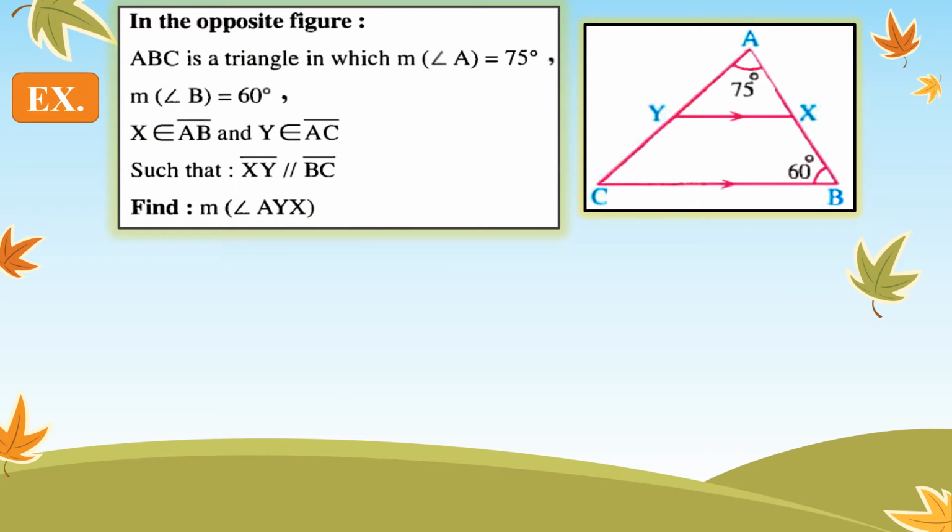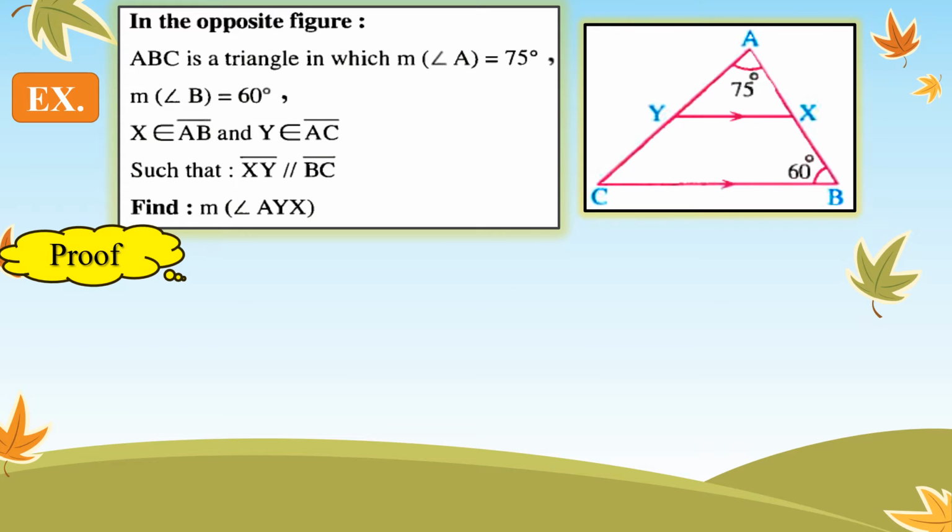For example, in the opposite figure, ABC is a triangle in which measure of angle A equals 75 and measure of angle B equals 60 degrees, X belongs to AB and Y belongs to AC, such that XY is parallel to BC. Find measure of angle AYX. Okay, how to solve this question?